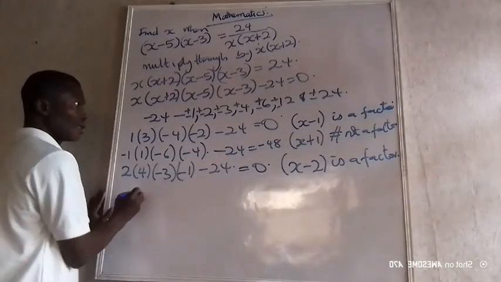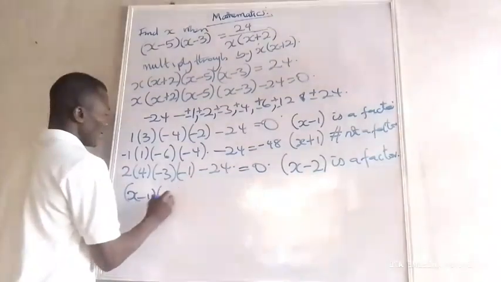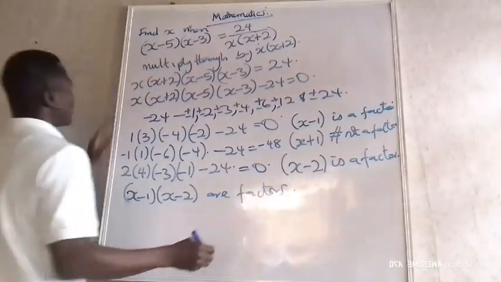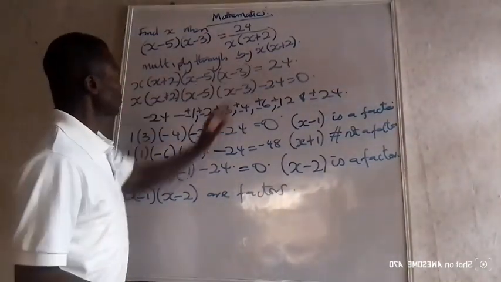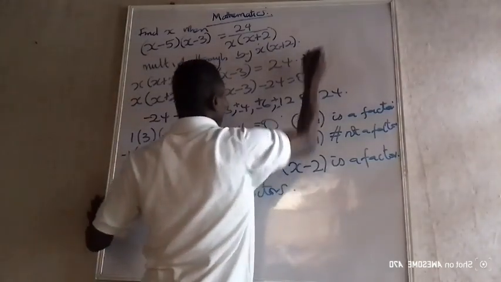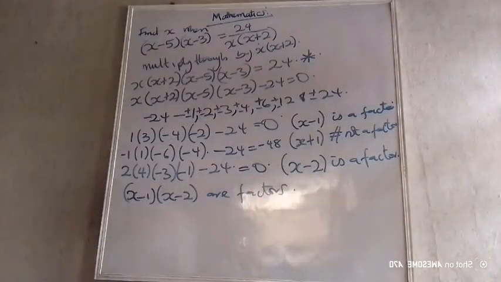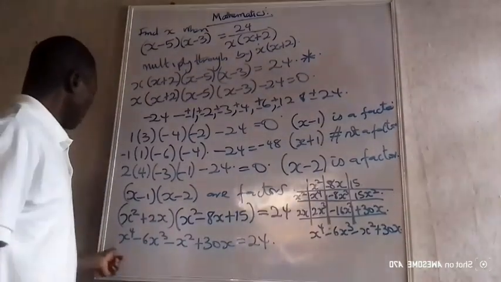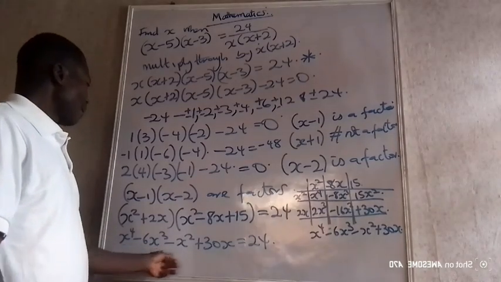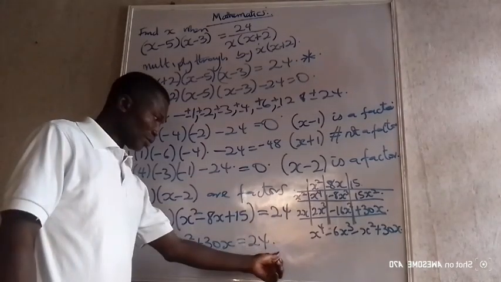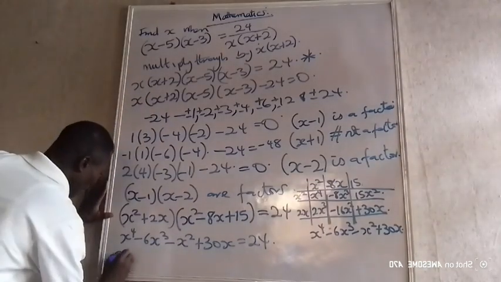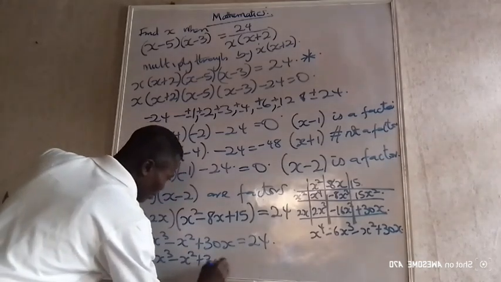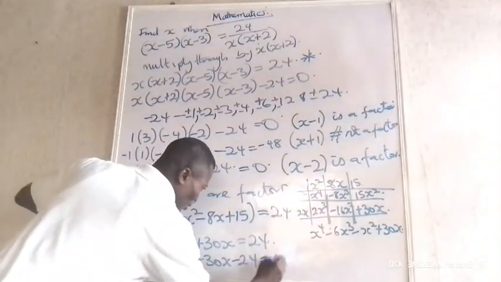Now let's do this. So x minus 1, x minus 2 are factors. Now let me expand this. So on expanding this, I'm able to get x raised to the power 4 minus 6x cubed minus x squared plus 30x is equal to 24. Therefore, I can write it out like this: x raised to the power 4 minus 6x cubed minus x squared plus 30x minus 24 equals 0.